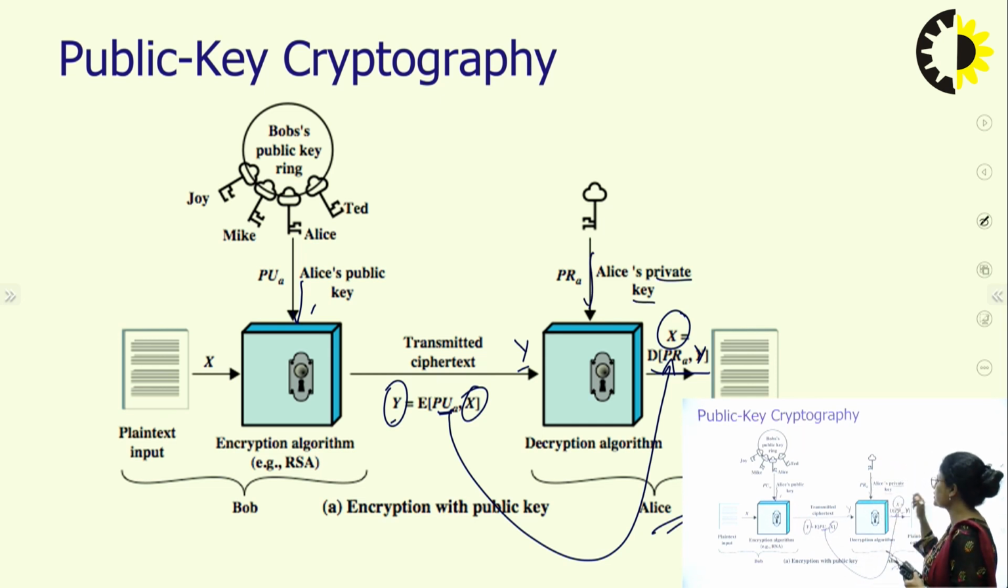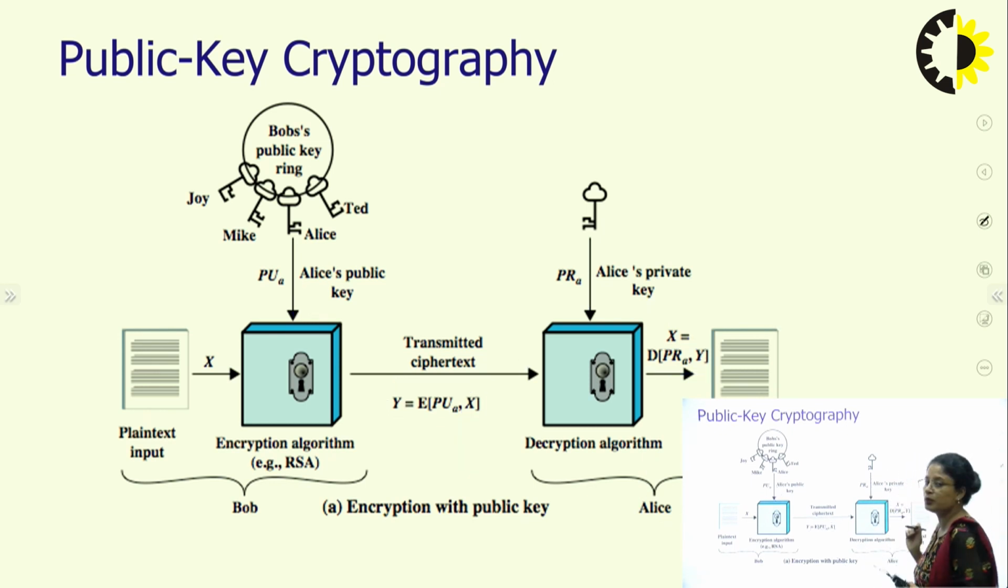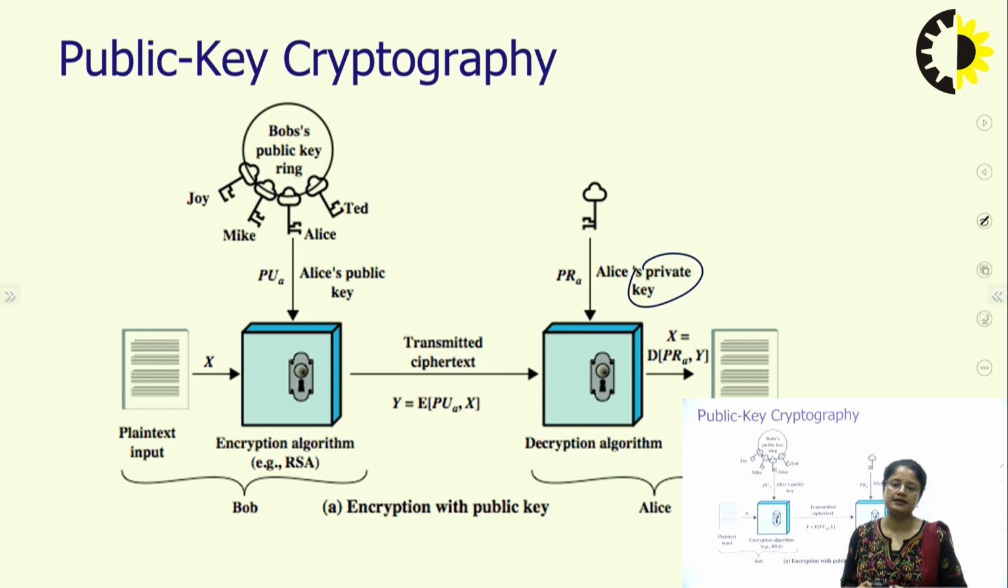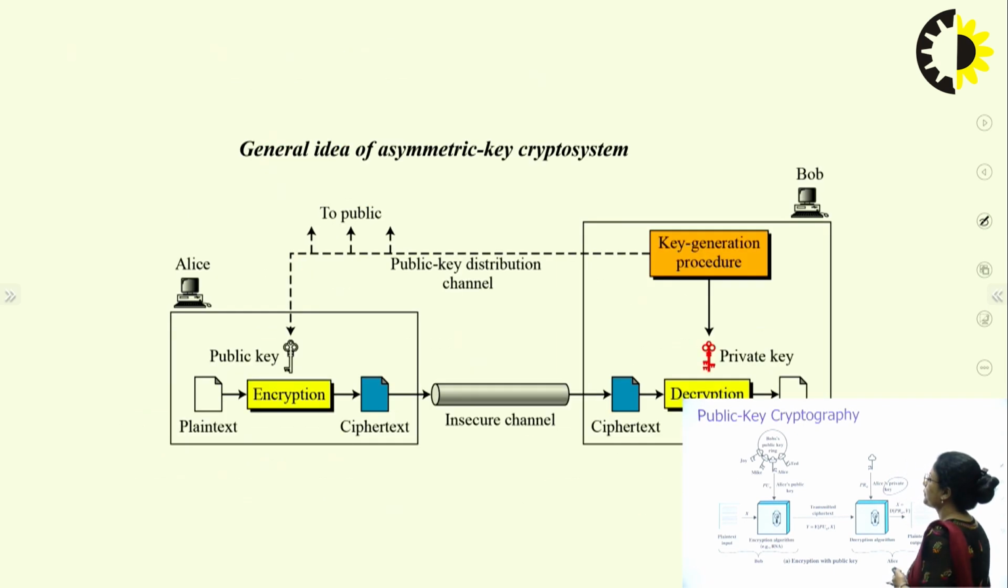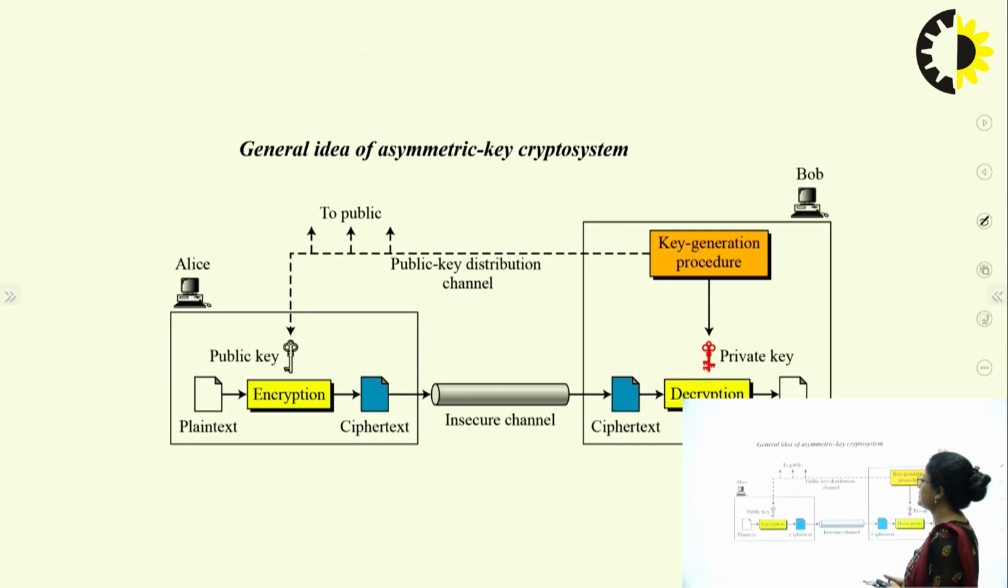So this ensures nobody else can decrypt the message. It will be only Alice who can decrypt the message. Why so? Why can nobody else decrypt the message? Because the private key of Alice is known only to Alice and no one else. And so by this method we are ensuring that the message which we are transmitting is totally secure. So this is a brief idea about asymmetric cryptography.